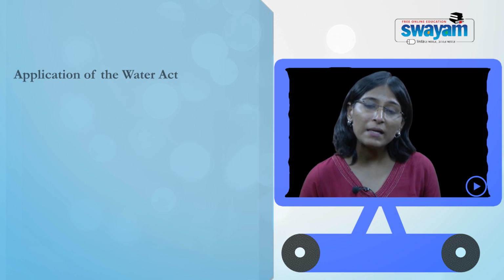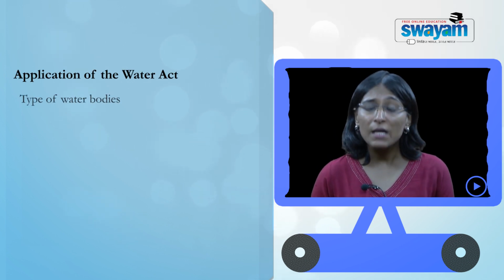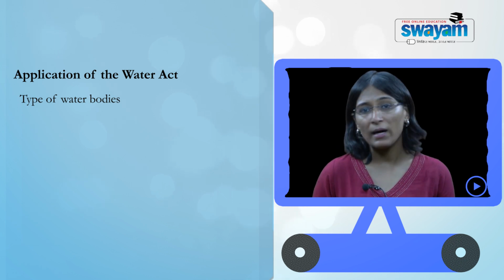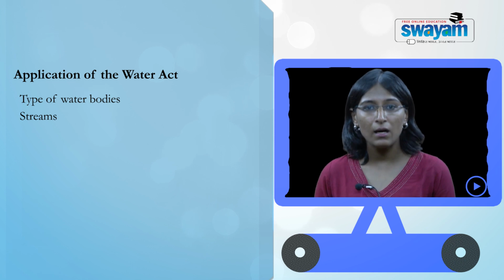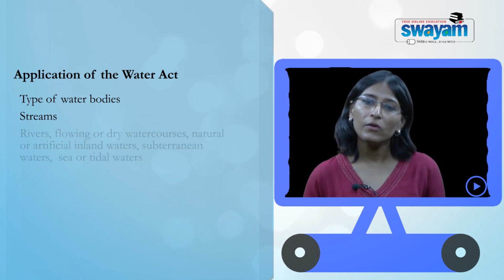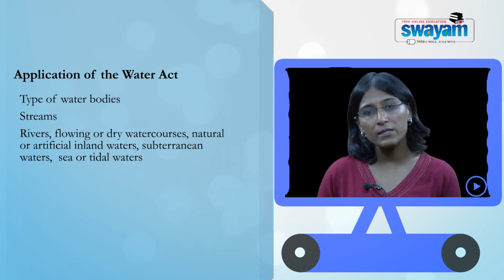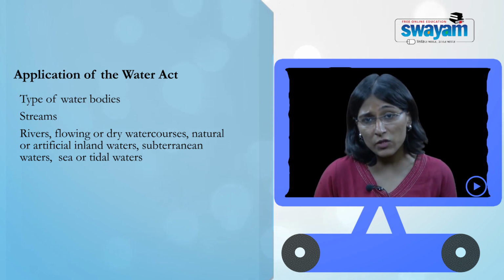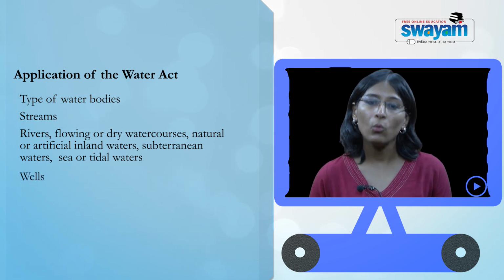Now, in terms of application of the Water Act, it applies to water bodies, and the types of water bodies that it applies to are streams, and the term stream has been very broadly defined under the Water Act to include rivers, flowing or dry watercourses, natural or artificial inland waters, subterranean waters, sea or tidal waters, as well as wells.